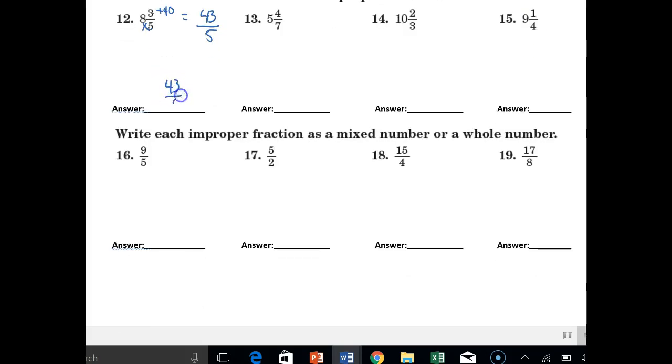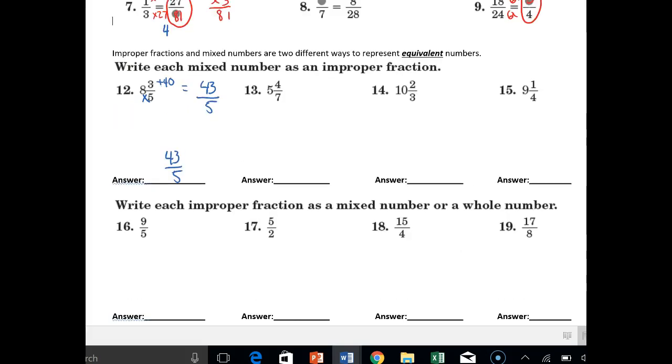43 over 5. Let's do number 14. I should be doing the odds, but oh well. So again, 10 times 3 is 30, and then you add it to 2. So take the whole number times the denominator, add the numerator. 10 times 3 is 30, plus 2 gives you 32, and then you just keep the denominator over 3. 32 over 3. So again, to recap, whole number times the denominator, add it to the numerator. That's how you get your new numerator, and then you just keep the denominator.